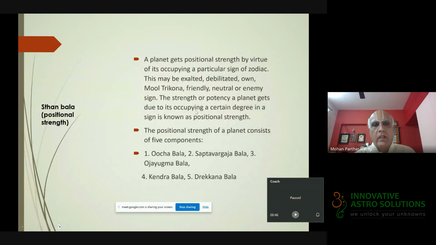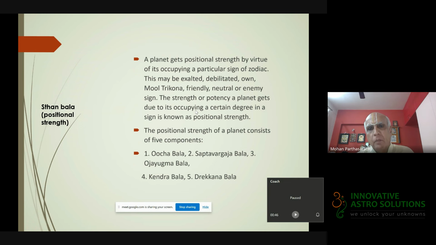So then we talk about Sthanabala, which is nothing but positional strength. A planet gets positional strength by virtue of its occupying a particular sign of the zodiac. This may be exalted, debilitated, own house, Moola Trikona, friendly, neutral, or enemy signs. The strength of a planet due to its occupying a certain degree in a sign is known as positional strength.